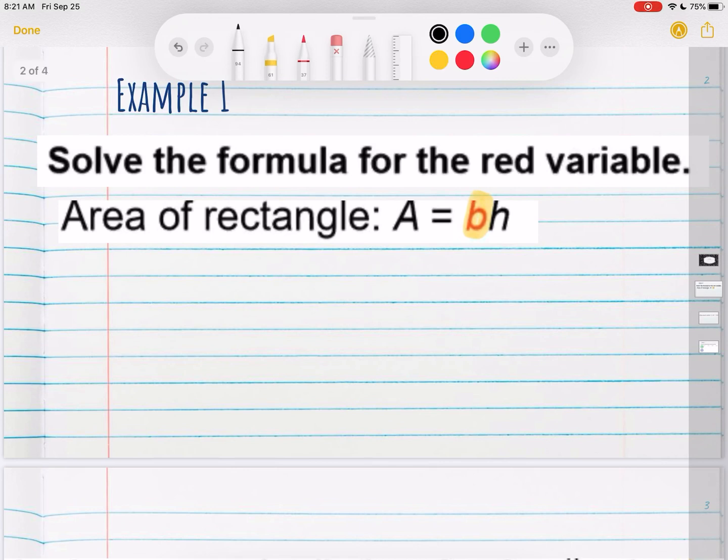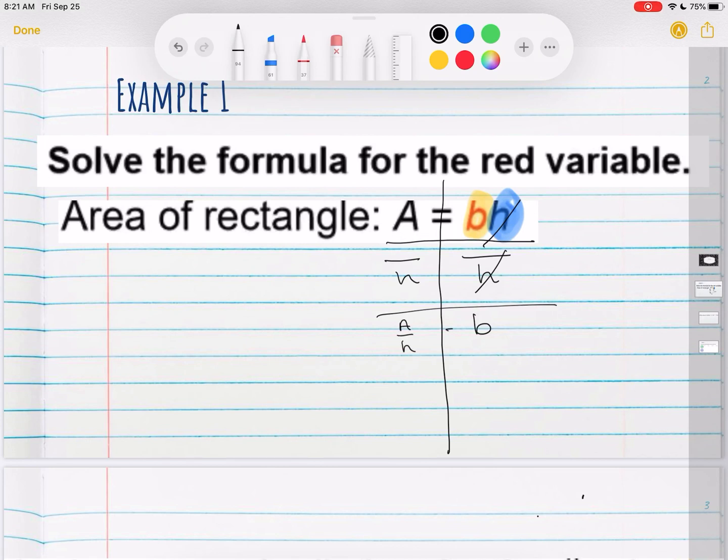So I'm going to make my t-chart. If I want to solve for B, that means I want B by itself. Well, what's in the way of B being by itself? H, right? And how do I get rid of H? Well, that's B times H. So to get rid of a times H, I'm going to divide by H on both sides. B times H divided by H leaves me with just B. And on the left side, A divided by H is, well, A divided by H.